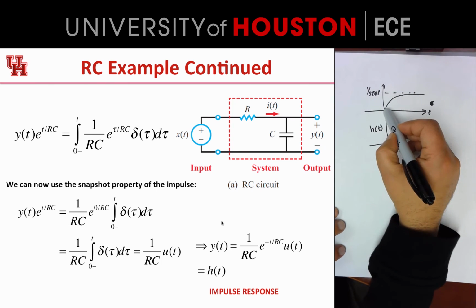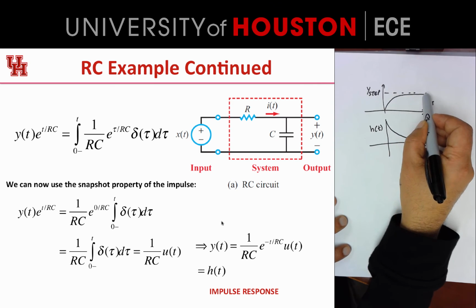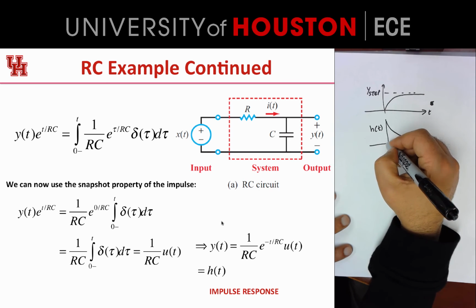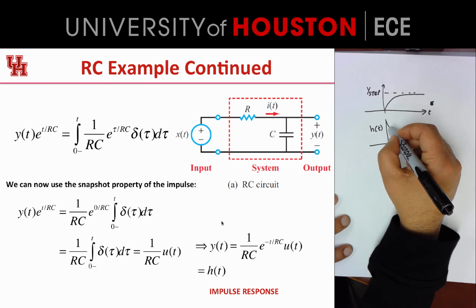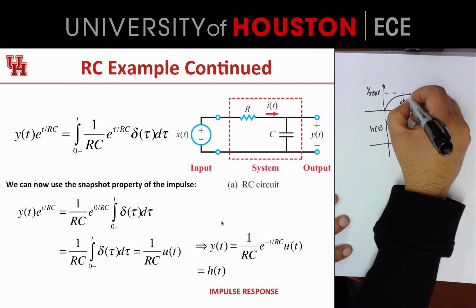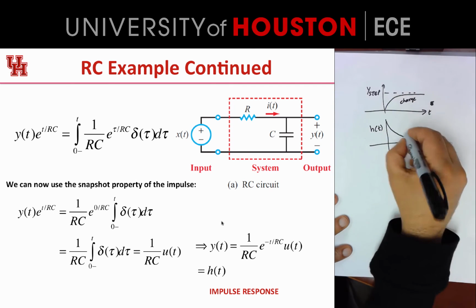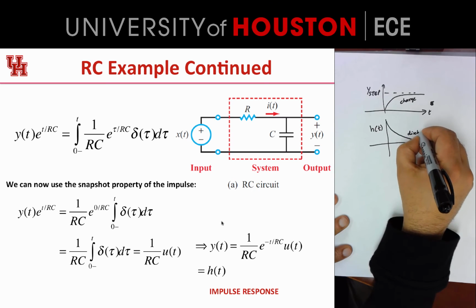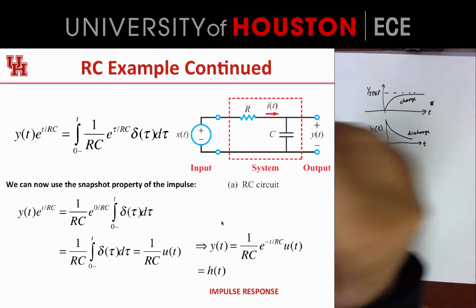Basically, the capacitor is charging up. When you apply a step function, it's like you turned on the switch, and the capacitor starts to charge up until it reaches the same voltage as the input source. And in this case, when you apply an impulse, it charges the capacitor briefly and it starts to discharge, and that's what it looks like. So this is a charging of the capacitor, and this is a discharge following a brief charging.